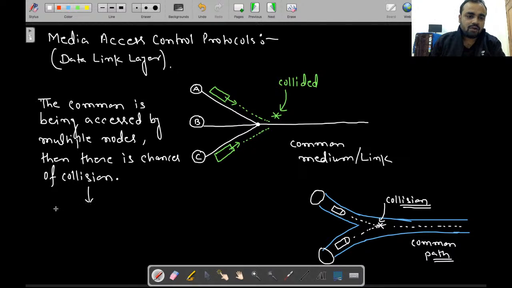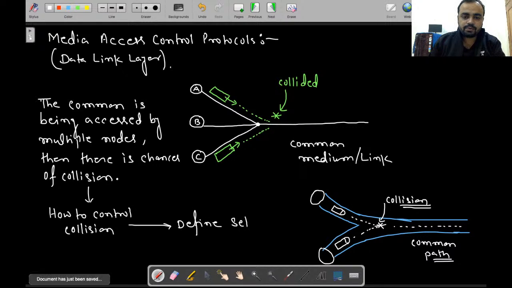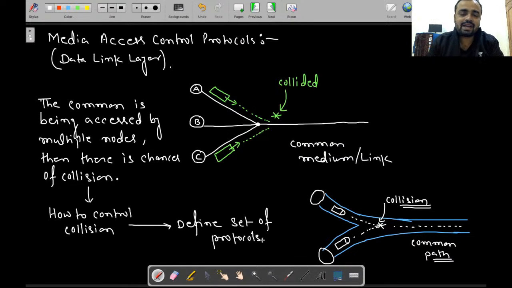Then how to control the collision? For this reason, we define a set of protocols. Protocols mean a set of rules that each and every node has to follow if they want to communicate inside the network. Are you getting my point or not?